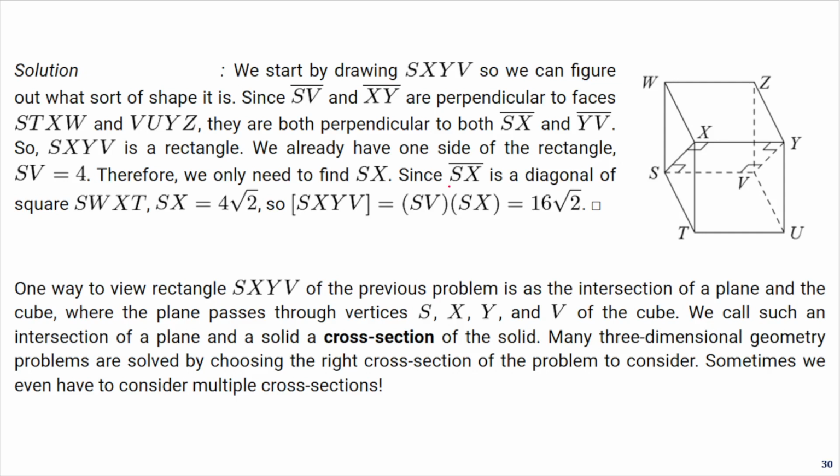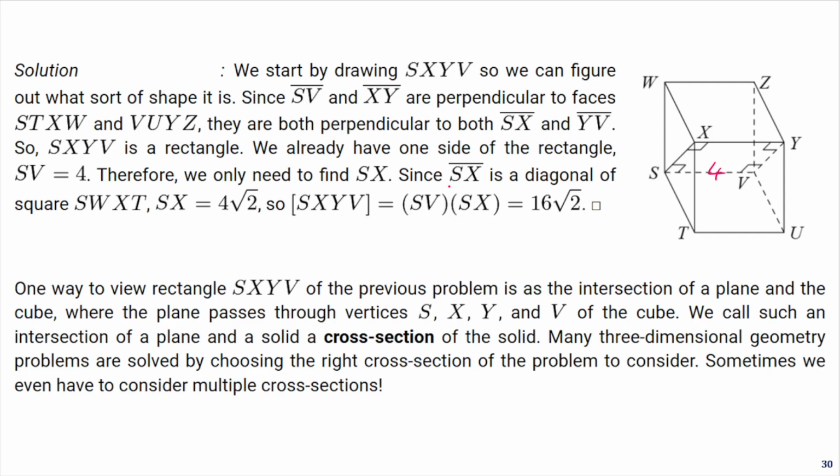We already have one side of the rectangle, which is SV equals 4. Therefore, we only need to find SX. Since SX is the diagonal of a square SWXT, we know SX equals 4 square root 2, so the area of SXYV equals SV times SX, which is 16 times square root 2, right?